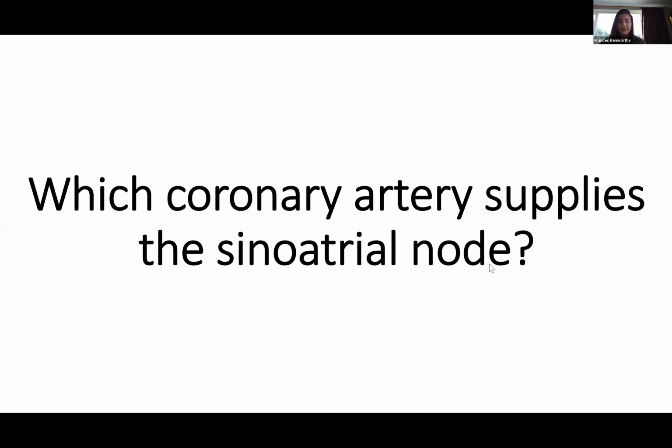Oh, that's great. 73% voted for right coronary artery. That's exactly right. So the sinoatrial node itself is placed in the right atrium. So that sort of helps you remember it, right-hand side, right coronary artery. So good job, guys.